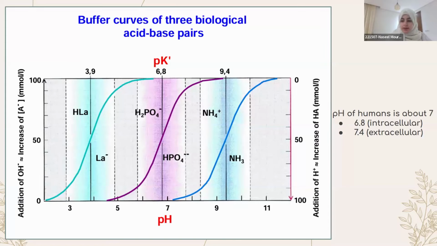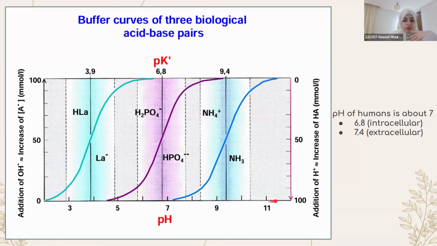Now, let's take this example of three acid-base pairs. Okay, so three buffer systems. You have the HLa. HLa is basically lactic acid, and La minus is D-lactate. Okay, so basically it's lactic acid just in different forms. This middle one is the phosphate buffer, and this one is the ammonia buffer. Okay, so let's start with this one. Now, before that, let me orient you. So up here, you have the pK values of each buffering system. Here's 3.9, 6.8, and 9.4.